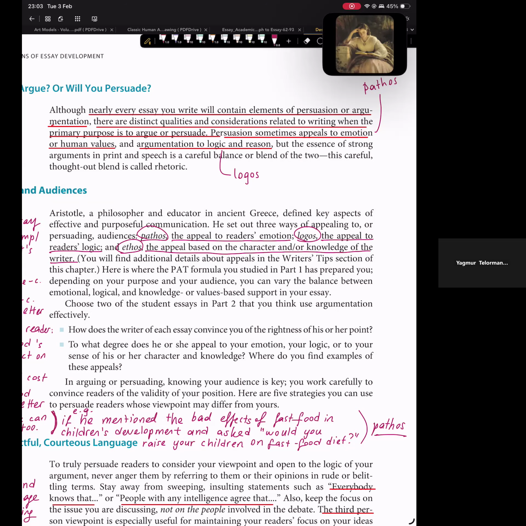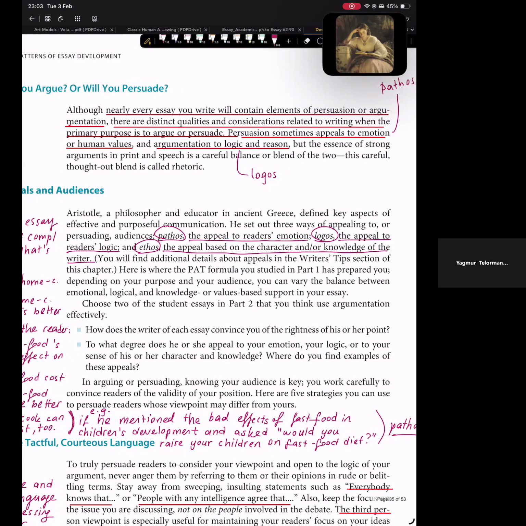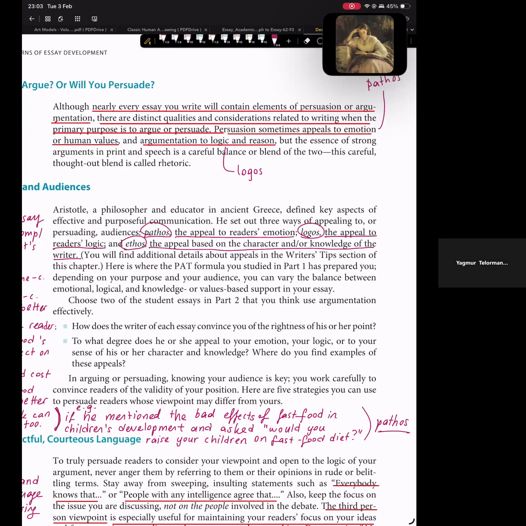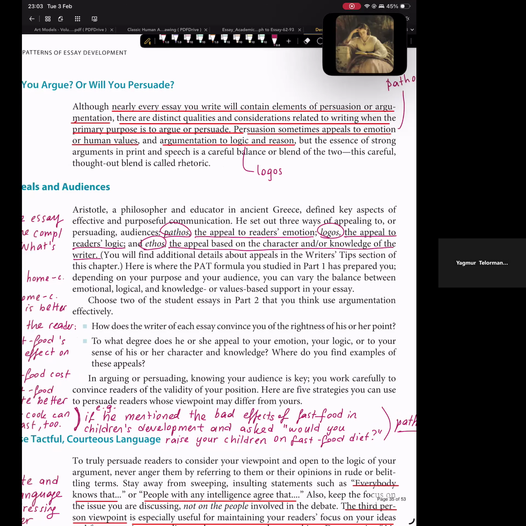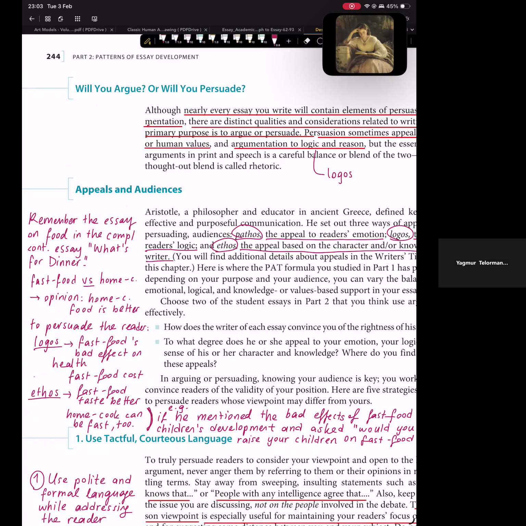You know about rhetoric that you learned in critical thinking last year. You are familiar with the terms pathos, logos, and ethos already. Pathos is the appeal to readers' emotion. Logos is the appeal to readers' logic. And ethos is the appeal based on the character and or knowledge of the writer. Okay, remember the essay that we read in the previous chapter, while talking about comparison and contrast essays.